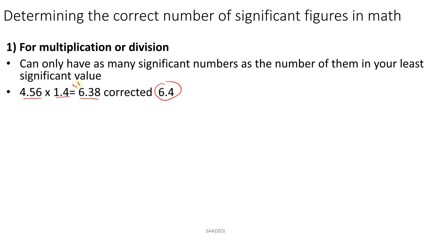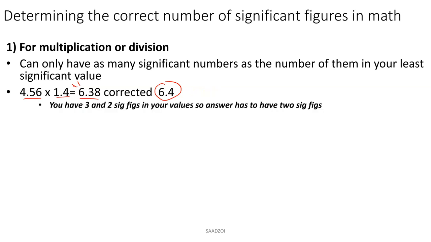But if hypothetically you had this third number to multiply by, times 1, which only had one sig fig, your answer would go from 6.4 to having to be 6 only, because that's how many sig figs your answer can have. So that's how you do it for situations where you're multiplying.